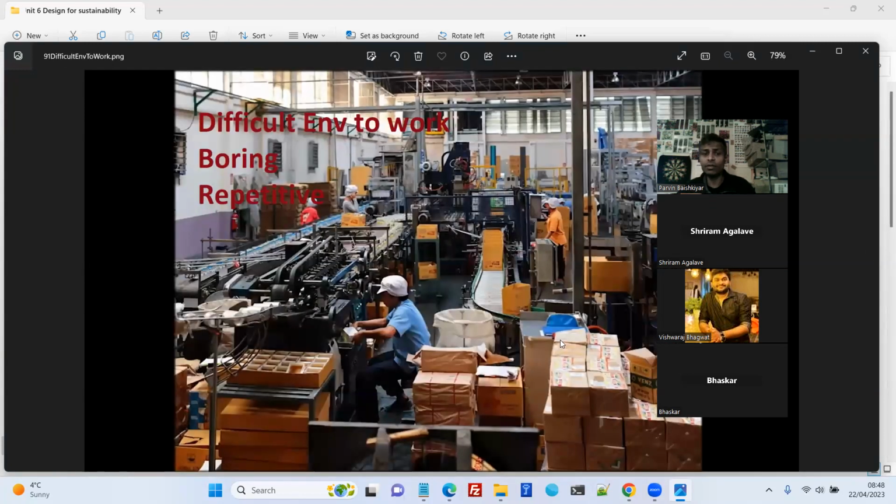You see this environment is so difficult to work in. It's monotonous. You have to redesign it. With the technology available, this could be done automatically. Humans could be used to develop those automations, which is more interesting work. He is working there 8 hours, just putting packages here and there. Just imagine the impact it could have on his life. A difficult environment, boring, repetitive. You can get so much back pain.